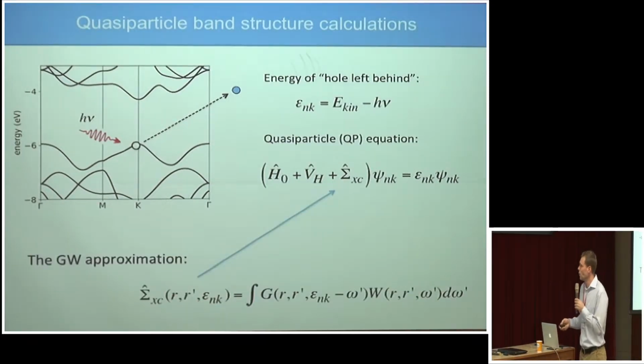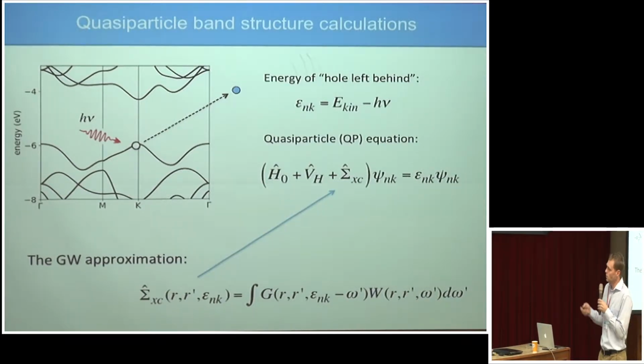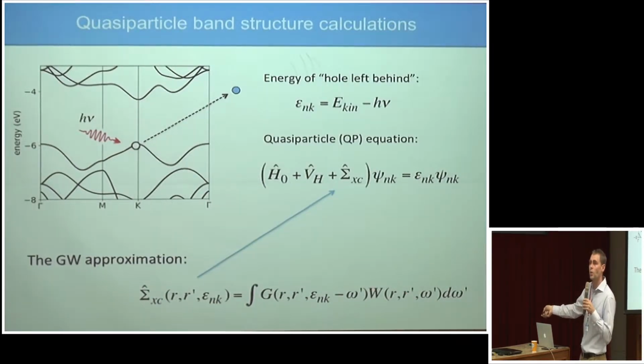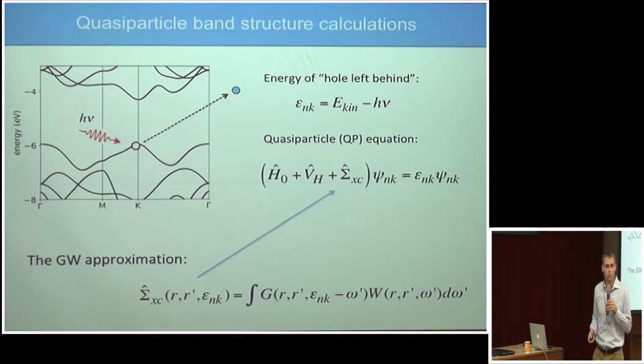So we have to do something better, and the gold standard for doing this is the GW approximation, where you can see that the screened electron-electron potential here, W, enters explicitly in the expression for the self-energy.